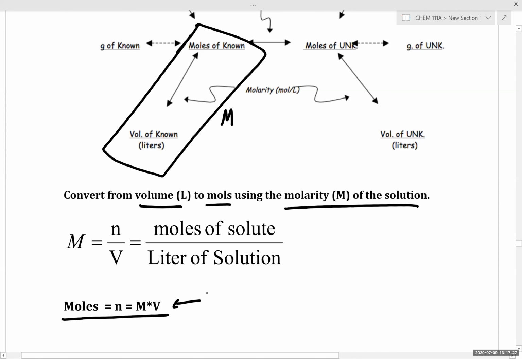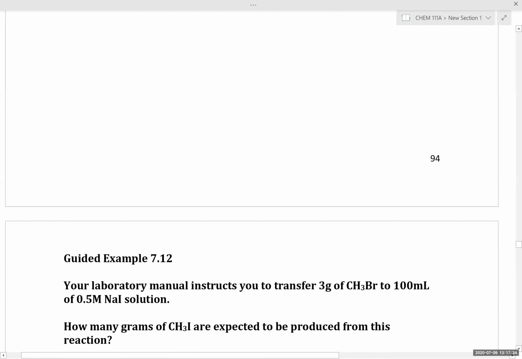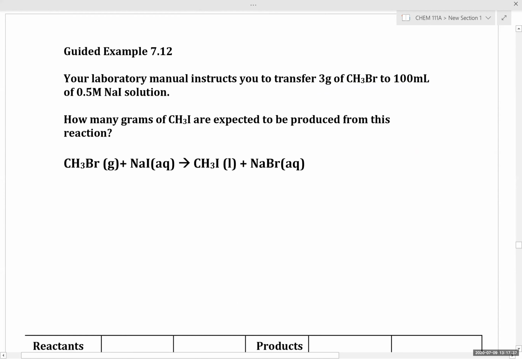Again, I can't stress this enough. The volume must be in liters. Okay, so we know how to do these kinds of calculations. So let's show a practical example of solution stoichiometry. We're instructed to transfer 3 grams of methyl bromide to 100 milliliters of 0.5 molar sodium iodide. This is known as the classic organic reaction of the Finkelstein reaction. Okay, we're asked how many grams of methyl iodide are expected.